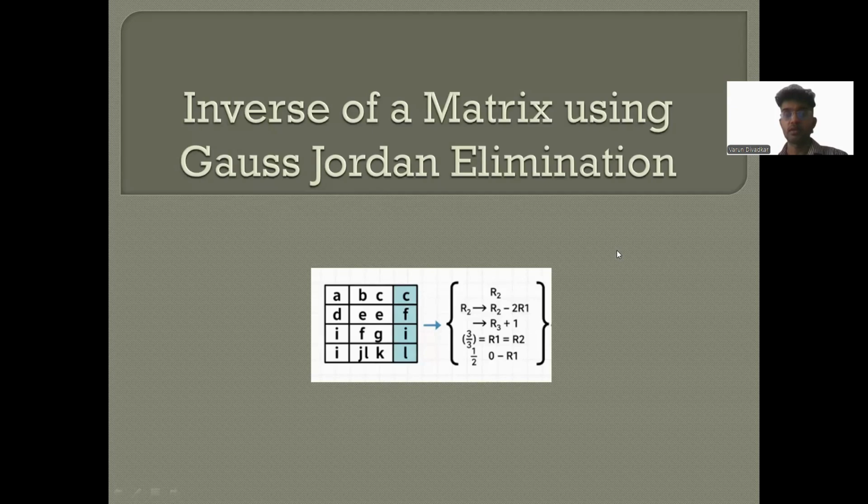Today we are going to study the process of computing the inverse of a matrix using Gauss Jordan elimination. For those of you who do not know what Gauss Jordan elimination is, this is nothing else but the elementary row transformations that we make on a matrix, right?